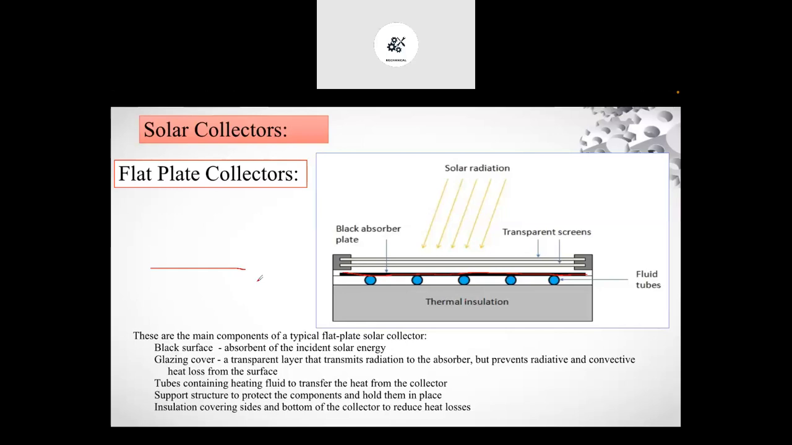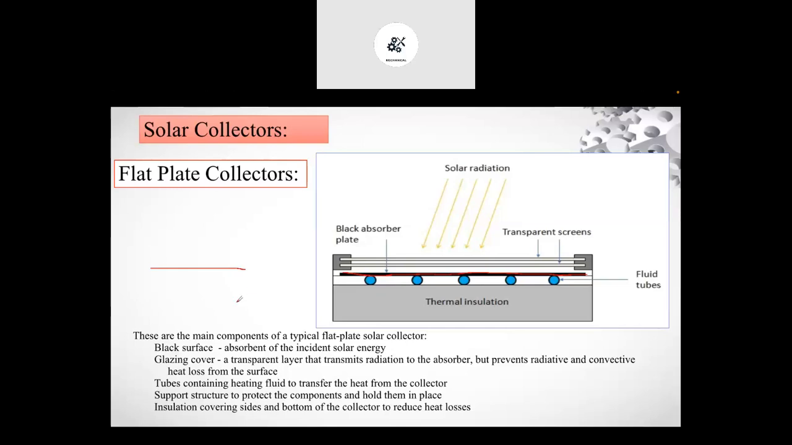Now, how does it work? The objective of using the flat plate collector for water heating is that we require hot water, right? So we pass the water through these tubes, and the radiation will be incident on the tube, and the water will absorb that heat coming from the solar radiation, and it will heat up.